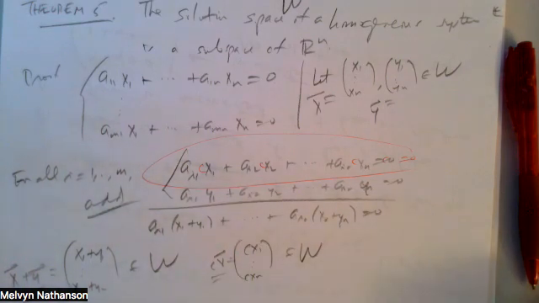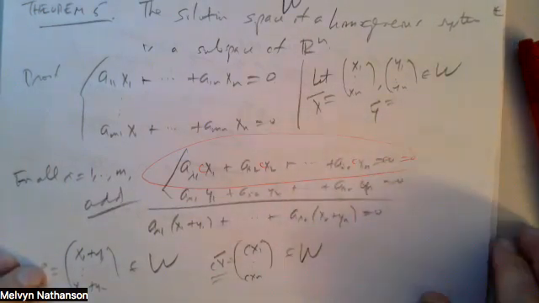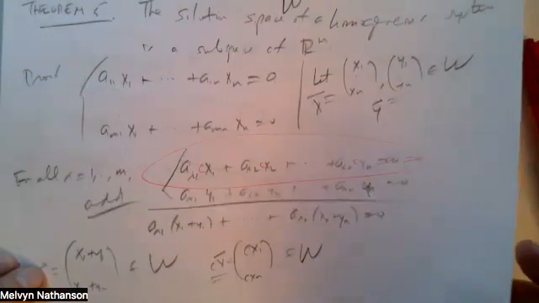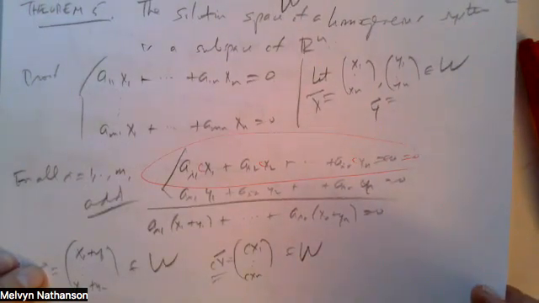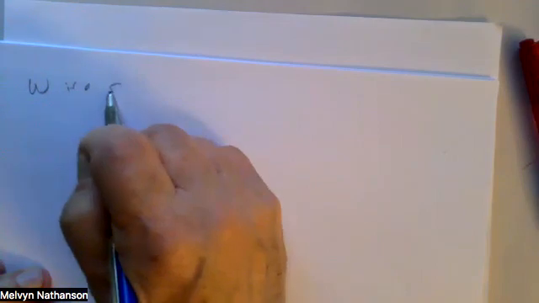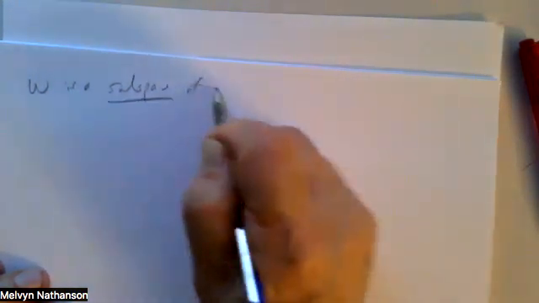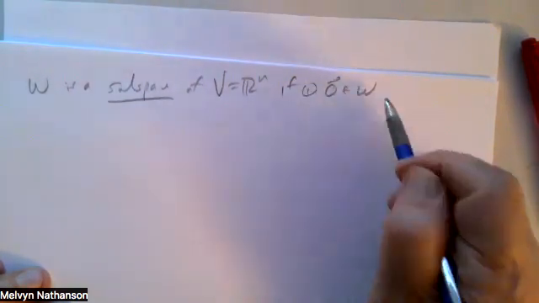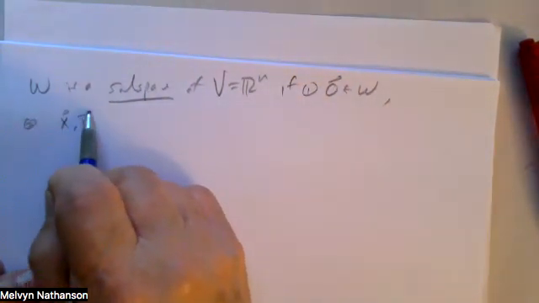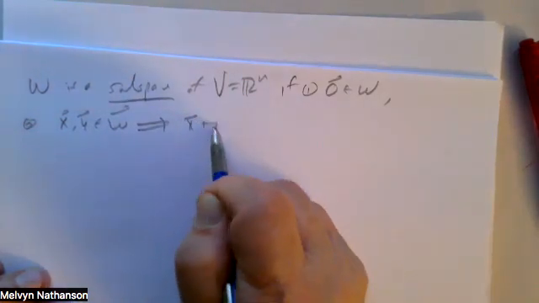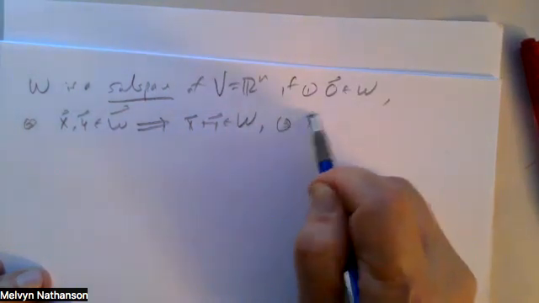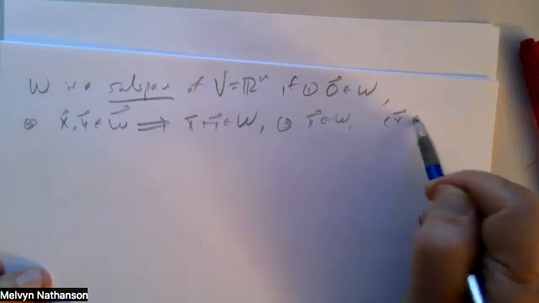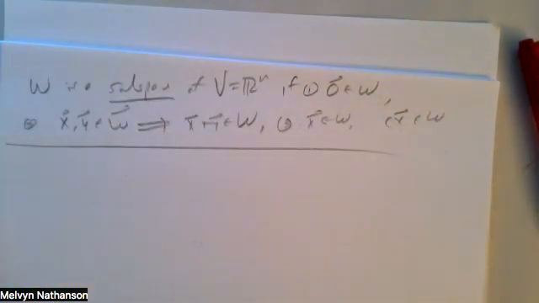And what about an inhomogeneous system? If you have just one equation, the solution space is a subspace if the equation is homogeneous, and an affine subspace if the equation is not homogeneous. Let me just recall the definition. W is a subspace of the vector space Rn if the zero vector is in W. Second condition is that whenever x and y are in W, then x plus y is in W. And whenever x is in W and c is a scalar, c times x is in W. That's the definition of a subspace.